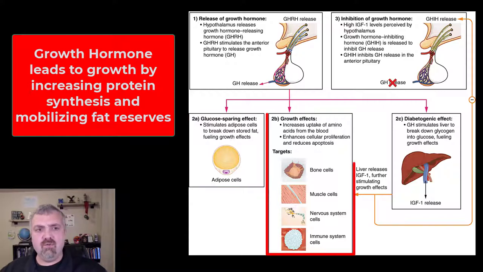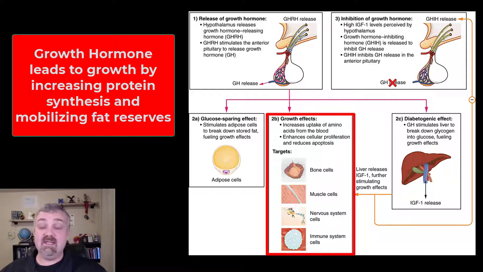But we usually think about growth. So quickly, growth hormone is going to lead to the increase in protein synthesis. You're going to build more proteins, and you'll see it here, an increase in the uptake of amino acids, and you're going to have an increase in growth, both of the amount of protein in cells and an increase in cellular proliferation. And then the third thing here is that it reduces apoptosis.